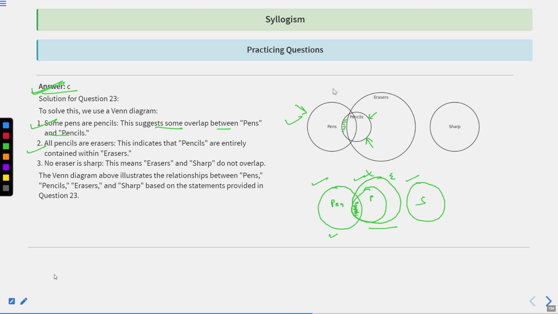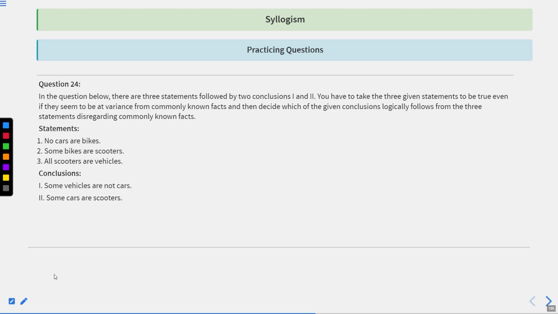Okay, my dear students. Now, let's move forward and try to solve question number 24. Question number 24 suggests statement 1, which says that no cars are bikes, some bikes are scooters, and all scooters are vehicles. Now, based on this particular statement, you have to draw the Venn diagram. From this point onwards, we will be providing you only 10 seconds to draw the Venn diagram, and your 10 seconds time starts now. Kindly draw the Venn diagram as soon as possible.